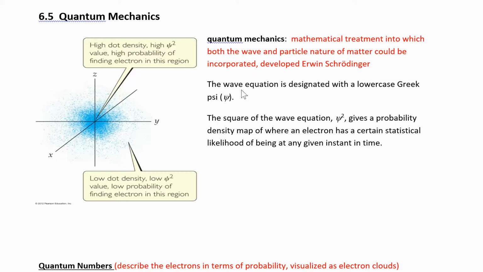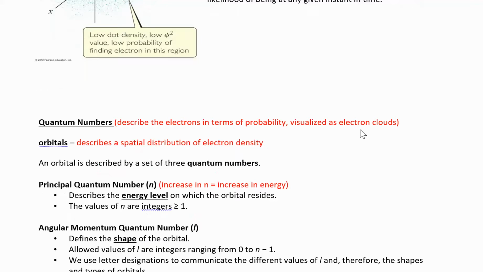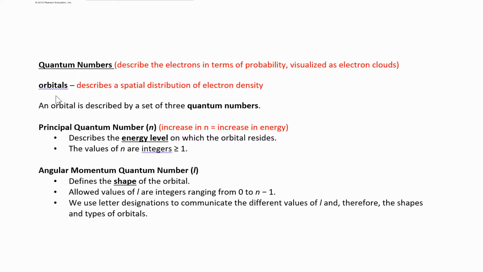Quantum mechanics uses a wave equation, and you know what waves are. If you have sines and cosines, you put all that together, and you can square that wave equation, and that's how you get this probability density map. You don't really have to worry about that so much. But quantum mechanics is based on the particle-wave duality of matter, and the main guy here is Schrodinger. So how do we describe these electrons, or where the electrons live, these orbitals? We're going to use quantum numbers to help us do that. An orbital just describes where the electron lives. We're going to look at the energy, the shape, and its orientation in space.